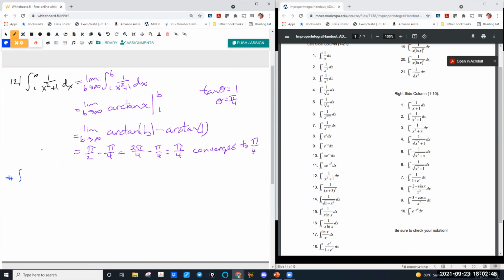And what we want to see is if we can show that the integral from 1 to infinity of 1 over x squared plus x dx converges. If we're going to compare to this one, we want to show convergence. We already showed this converges. So we want to show that 1 over x squared plus x is less than or equal to 1 over x squared plus 1.